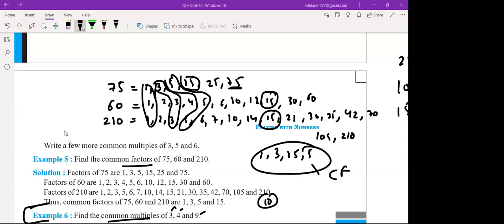Teacher, common multiple means all 3, 4, 9 should have the same number. Yes, same number, multiple. Not two. They should have the same multiple. For example, 3 multiplied by 1 is giving you 3, right? So I have to find whether it is applicable on all or not. So it's not like only 3 and 4 have the same one. Yes, it should be common in all 3, not only in 2.